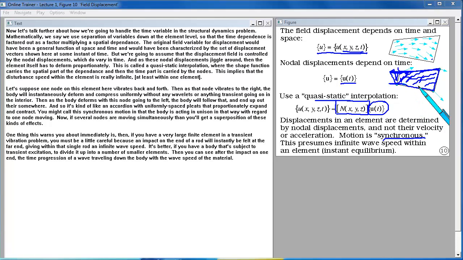One thing this warns you about immediately is then if you have a very large finite element in a transient vibration problem, you must be a little careful because an impact on the end of a rod will instantly be felt at the far end, giving within that single rod an infinite wave speed. It's better if you have a body that's subjected to transient excitation to divide it up into a number of smaller elements. Then you can see after the impact on one end the time progression of a wave traveling down the body with the wave speed of the material.